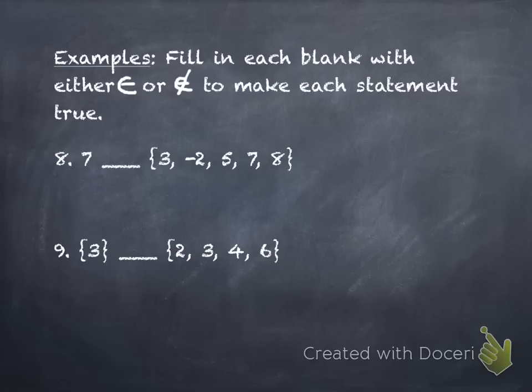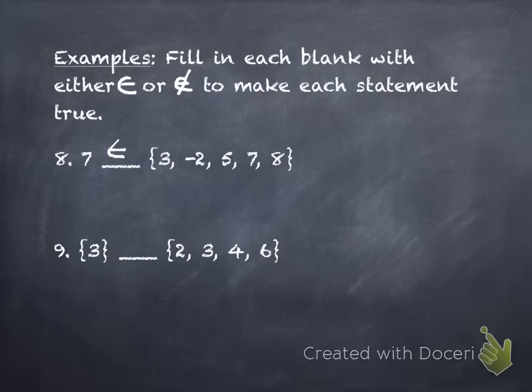So on problem number 8, we've got the number 7, we've got a fill in the blank kind of a spot, and then we have a list of numbers that are elements inside of a set. So we actually have a set on the right-hand side of elements. And we notice that the number 7 is in fact included in that set, so 7 is an element of the set that is on the right-hand side.